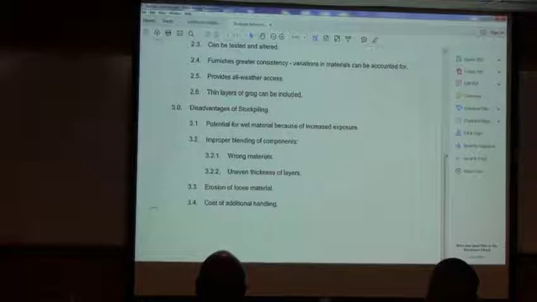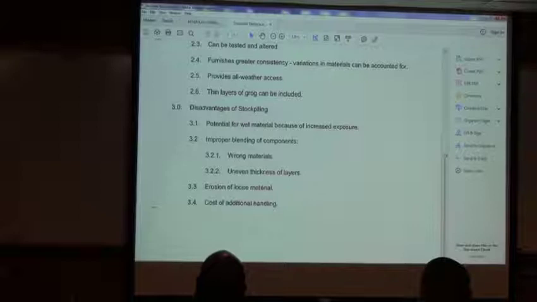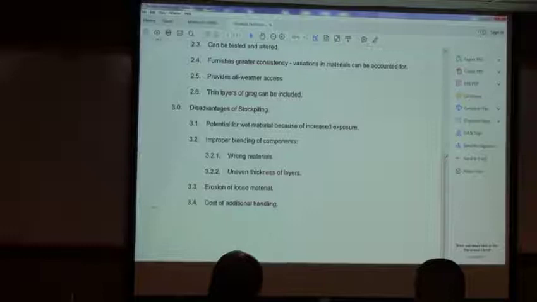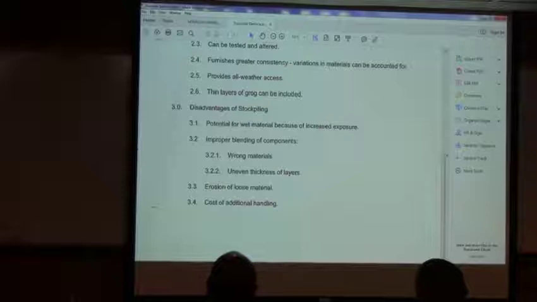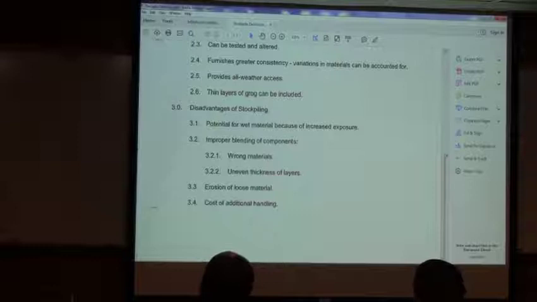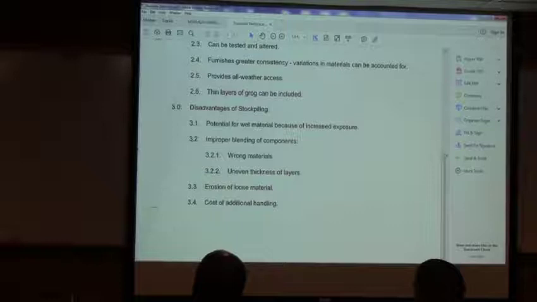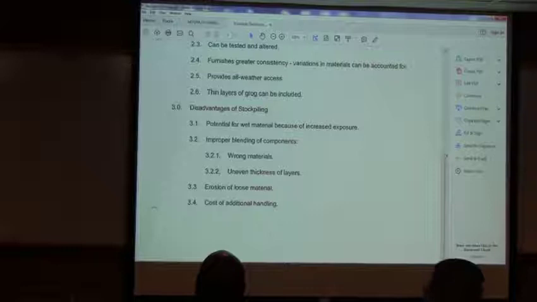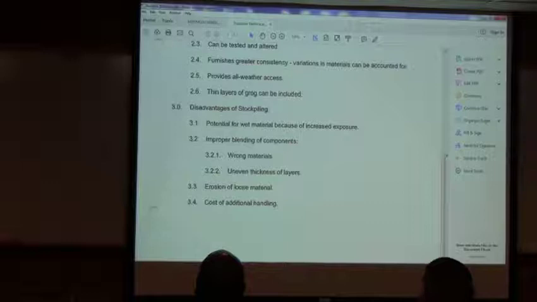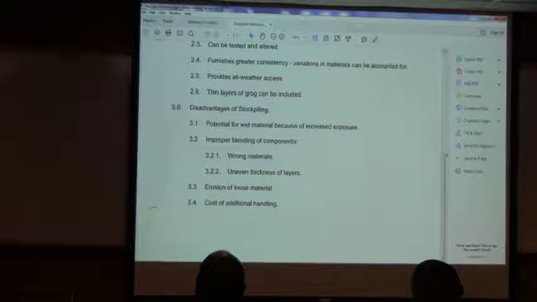Improper blending of components. If the mining folks are watching what they're doing, that's probably rare, but it's possible. It is a disadvantage. Like I said, the biggest issue people are going to have is loader operators, once it gets to the plant. You wouldn't think that building a stockpile does anything but make your material more uniform. No, you can, in theory. And I say that because it's happening even now. That's why we're having this meeting.